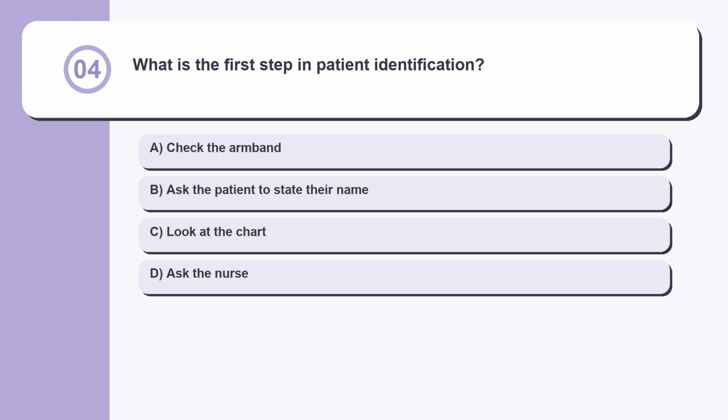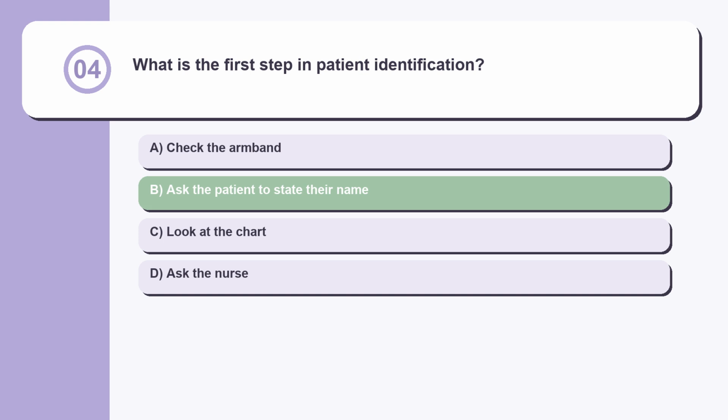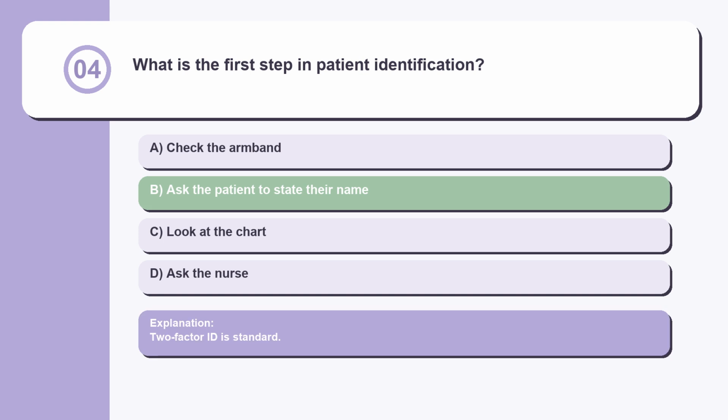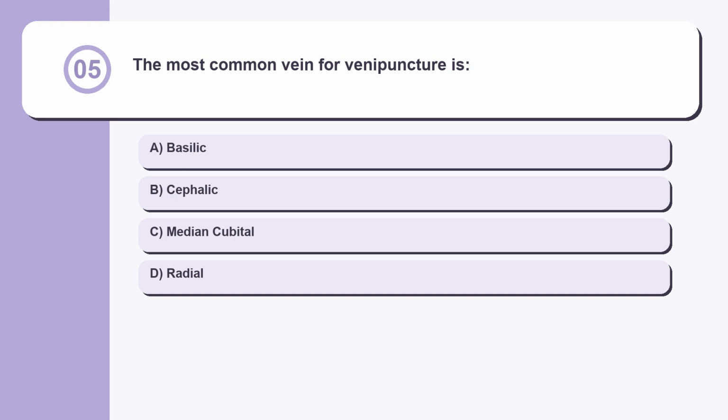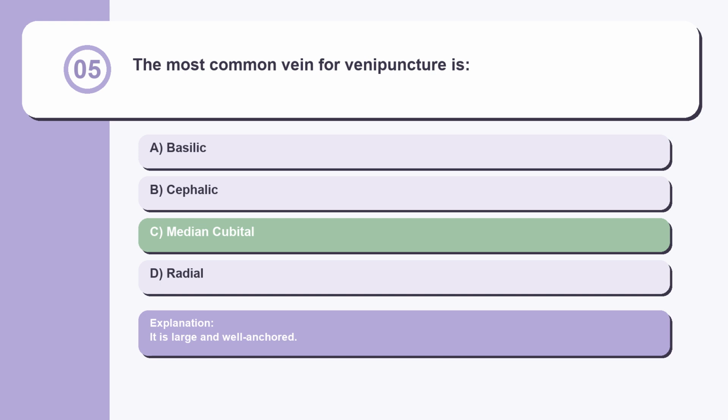Question 4. What is the first step in patient identification? Check the armband. Ask the patient to state their name. Look at the chart. Ask the nurse. Two-factor ID is standard. Question 5. The most common vein for venipuncture is basilic, cephalic, median cubital, radial. It is large and well anchored.